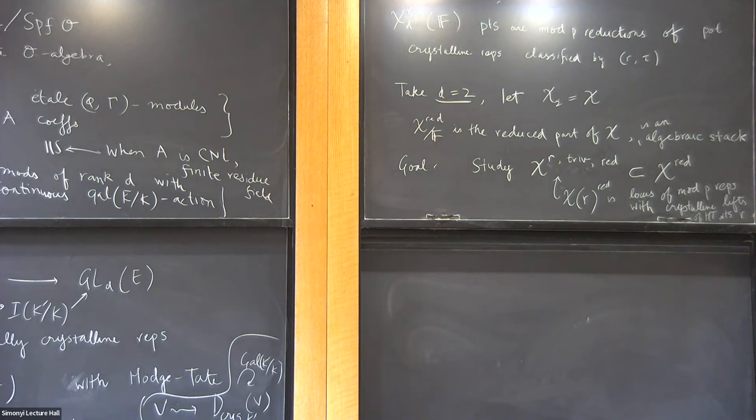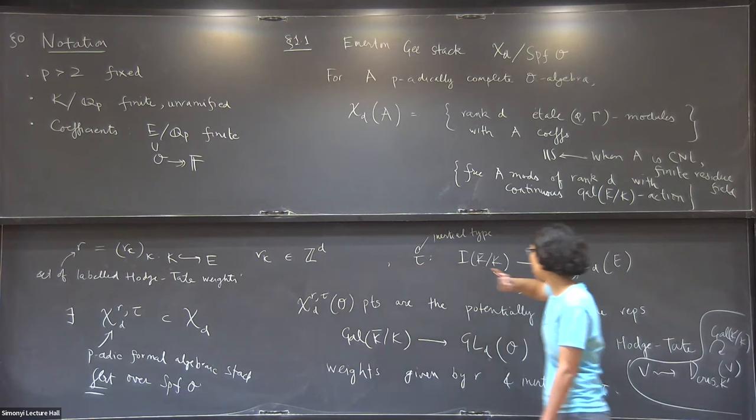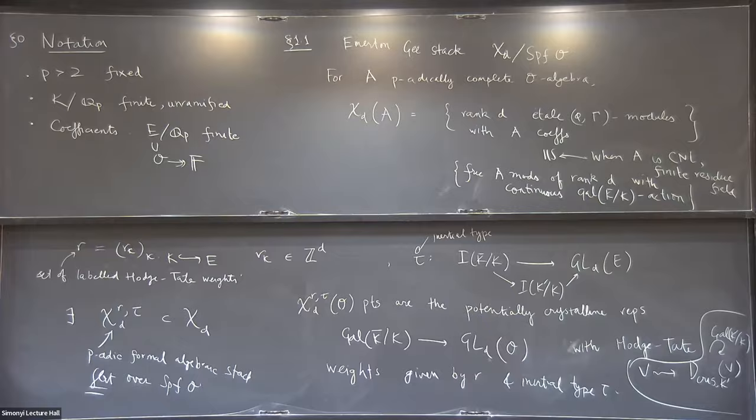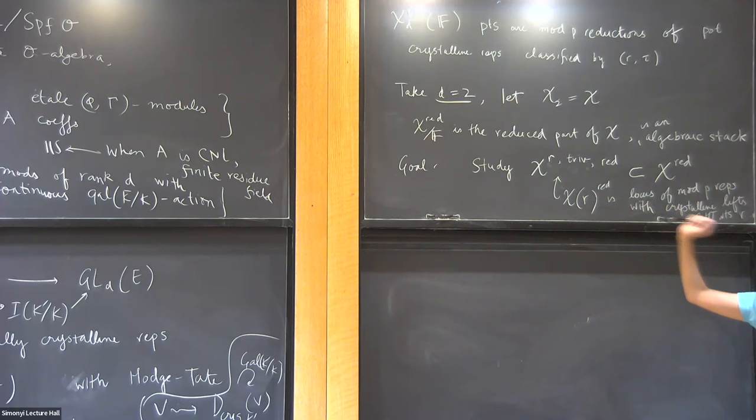So again, to summarize, we have the Savitt-Hanneke stack of Galois representations. We have this data of Hodge-Tate weights, and we have these inertial types, and we have these loci, which are looking at potentially crystalline representations of those Hodge-Tate weights and those inertial types. And we've now forgotten about the inertial types, so we're really looking at crystalline representations and not just potentially crystalline representations. And we are studying the mod P representations, which admit such limits.